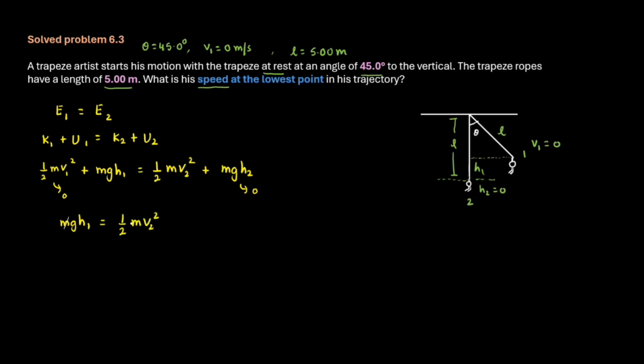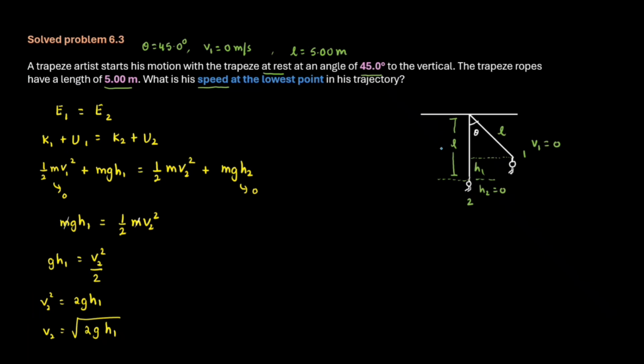Cancel off the m and we get g h1 equal to v2 squared by 2. Rearrange to write in terms of v2. So we get v2 squared equals 2 g h1. Take the square root. v2 will be the square root of 2 g h1. So this is the expression for finding speed at the lowest point in motion. I just need to find the value of height h1.